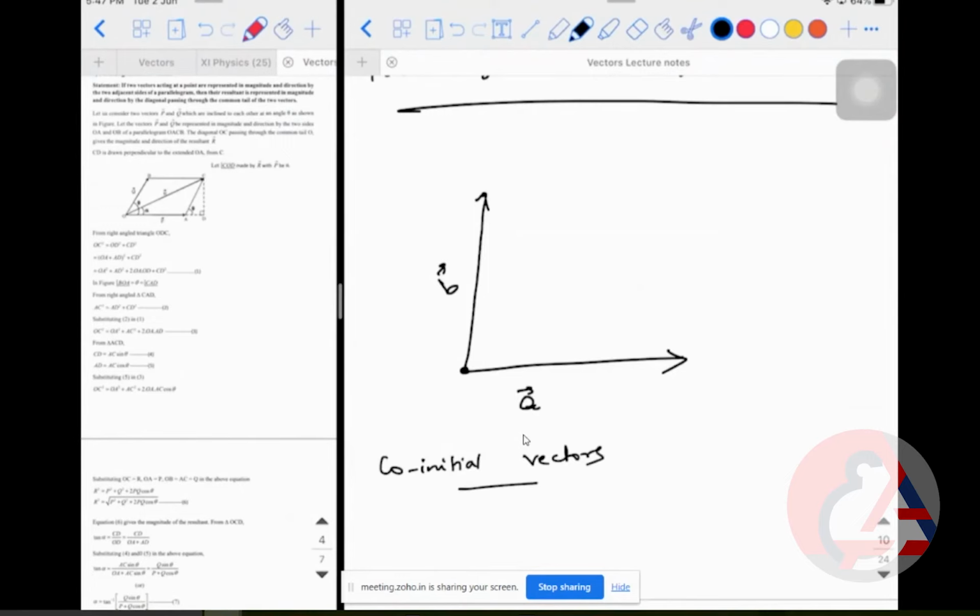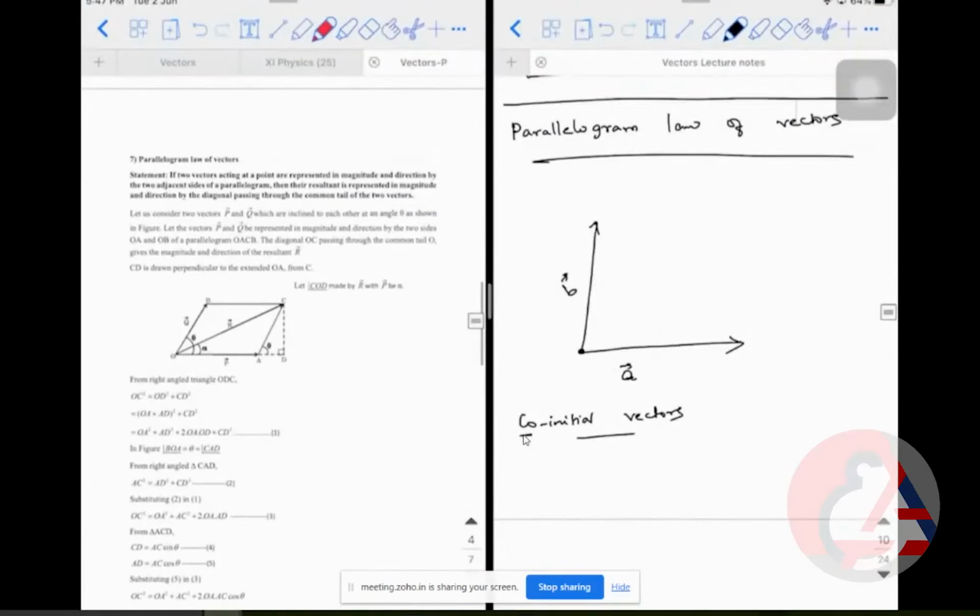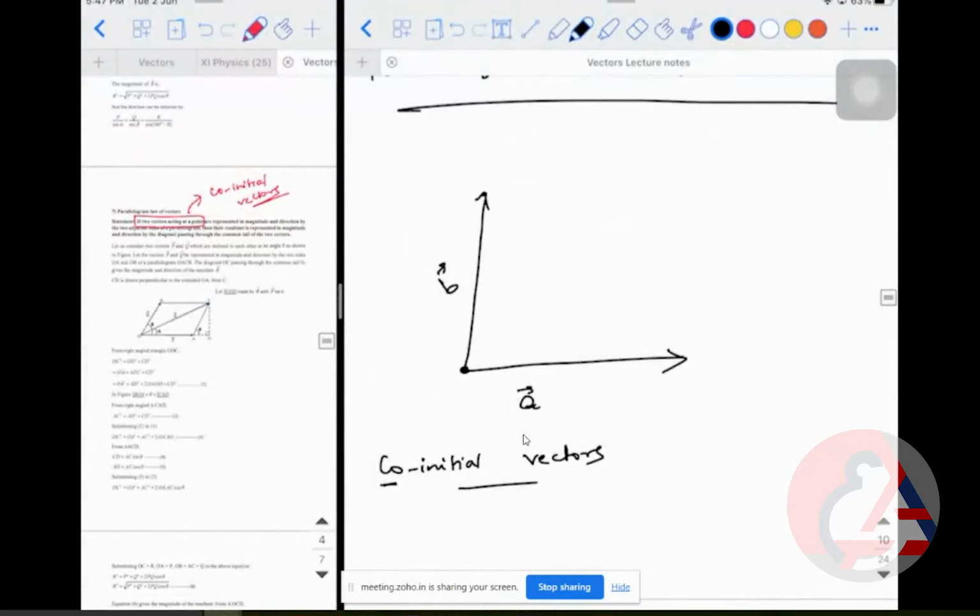Which point should I repeat? Co-initial vectors. So co means same, as I told you yesterday, and initial means starting point. So if two vectors have the same starting point, those vectors are called co-initial vectors. That is another way of stating if two vectors are acting at a point. So the inner meaning of "if two vectors are acting at a point" is, in some books they will also call it co-initial vectors. Both mean the same, so don't get confused. I hope it is clear. Is it clear?